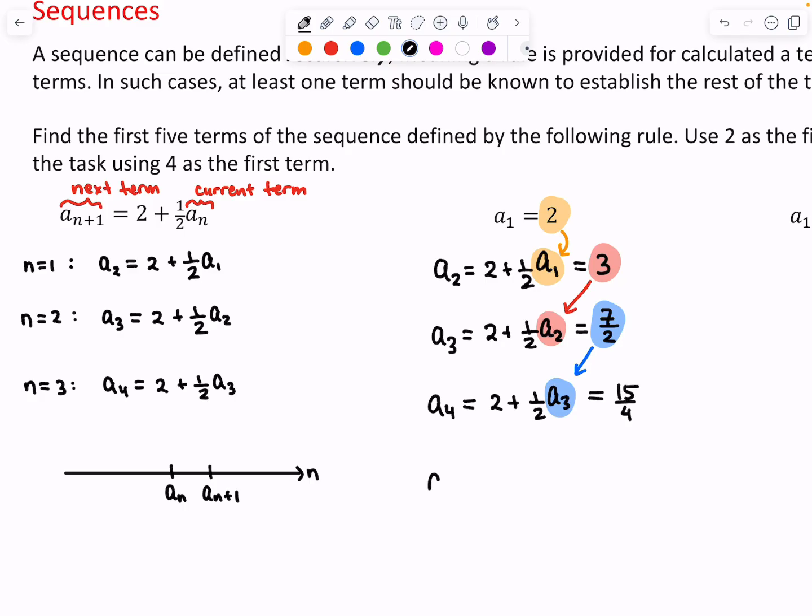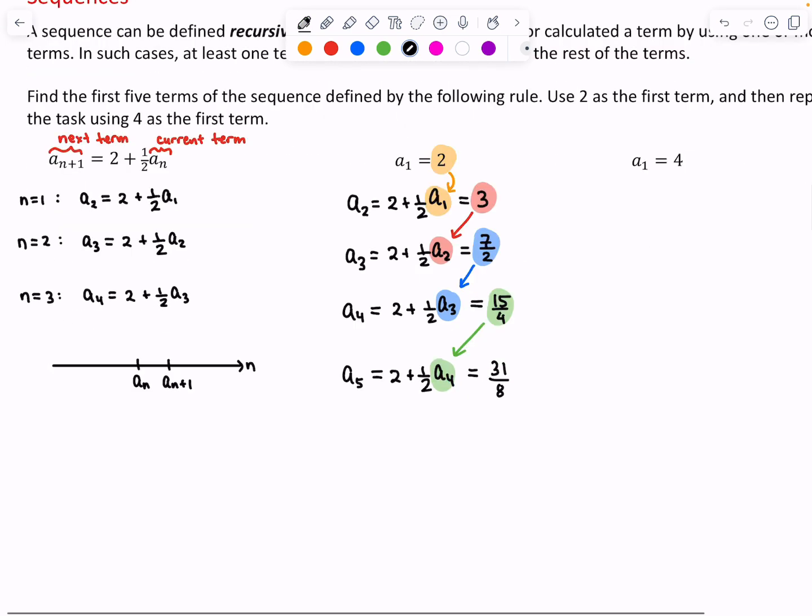And then finally, a sub 5 will be 2 plus 1 half of a sub 4. 15 fourths is substituted in for a sub 4. Half of that is 15 eighths, and 16 eighths and 15 eighths add to be 31 eighths. The sequence would be first term 2, next term 3, then 7 halves, then 15 fourths, then 31 eighths, etc.